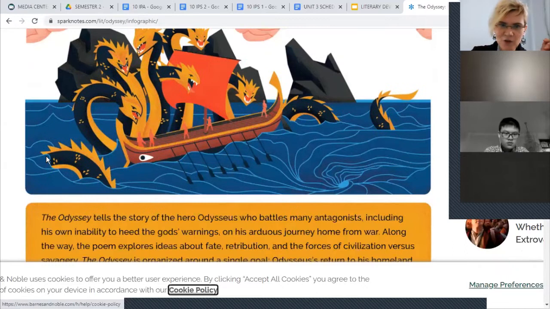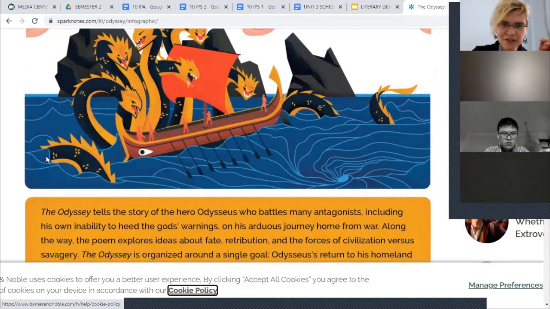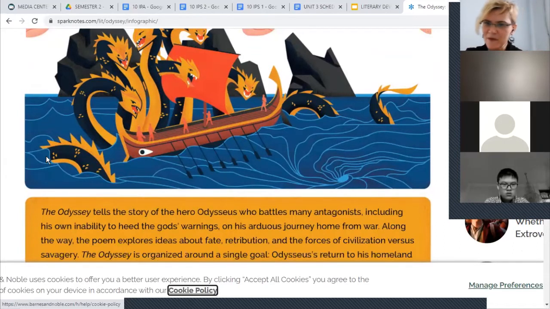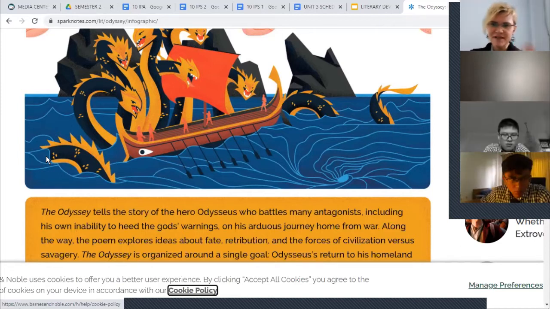So basically, the Odyssey tells the story of the hero Odysseus. Odysseus battles many antagonists, many bad guys. So Odysseus went to the Battle of Troy. You must know the story of Troy, with the wooden horse in which the soldiers went inside, as a gift to Troy, and then they hold it inside, and at night all the soldiers came out and killed every citizen of Troy. So this is a very famous story. There's also movies that have been made about it. You must know.